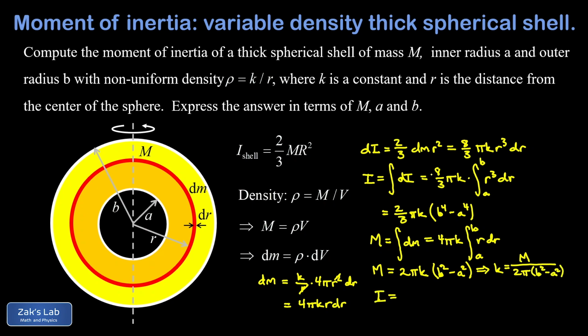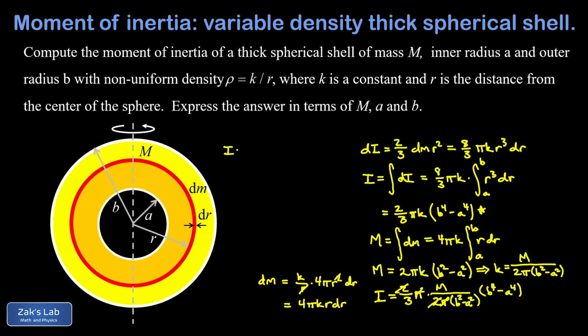So now we go back and sub that into our formula for the total moment of inertia. I'm just going to replace k with M over 2 pi times b squared minus a squared. All right, so a 2 cancels and a pi cancels, leaving us with a 1/3 M out in front. And then we have some algebra to do on this expression, b to the 4th minus a to the 4th divided by b squared minus a squared. And I'll just go ahead and do that work up here.